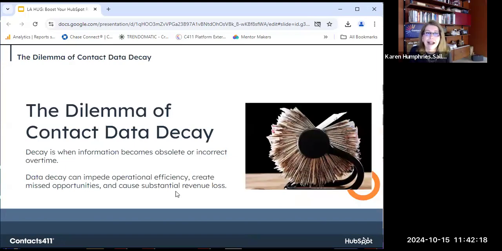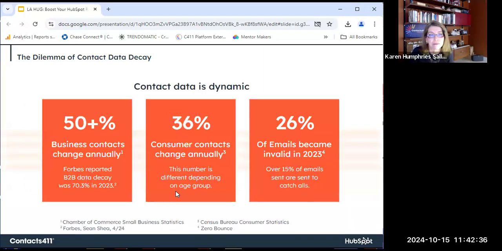Data contact. How fast does it decay? What does decay mean? It means it's becoming obsolete, becoming incorrect over time. You all know, and the reason you're probably on here, is that it impedes your operational efficiency, there are missed opportunities, and there's substantial revenue loss. Here are some stats that you may or may not know.